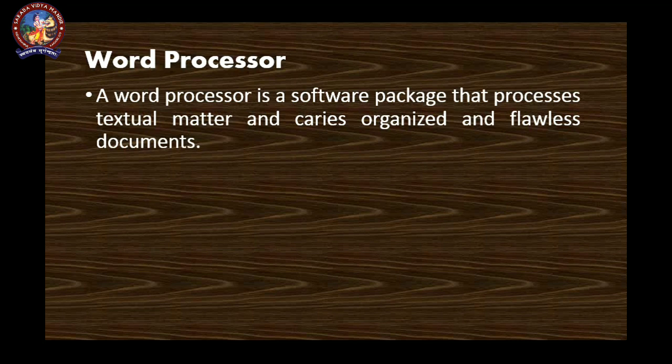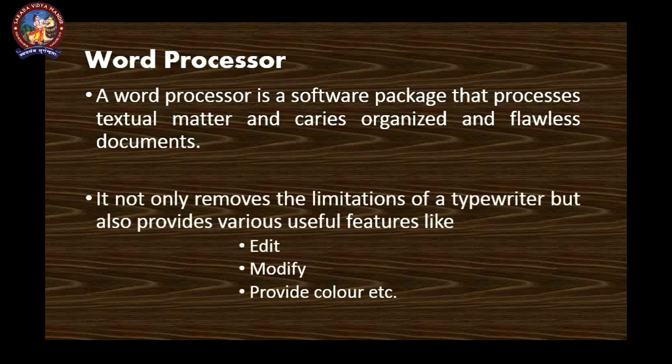Okay, so in earlier times any text or document was prepared on a typewriter. The word processor we are using nowadays is a far better piece of software that we can use instead of a typewriter. So what are the benefits? It not only removes the limitations of a typewriter, which had limitations like we could not edit any text written on the typewriter. Here we can do that. We can change the shape, color, and many more features are there. It also provides some useful features like edit, modify, providing color, etc.